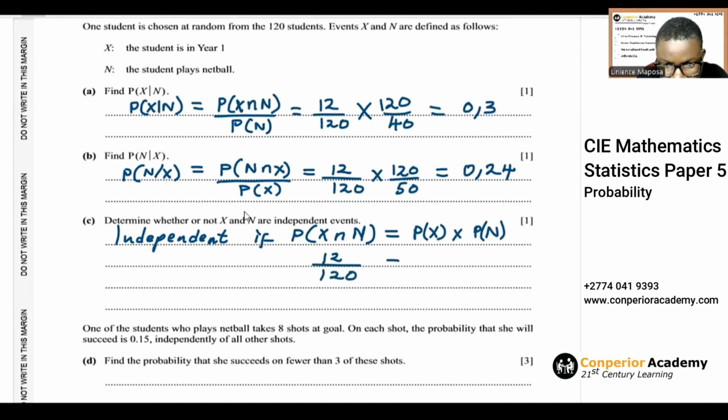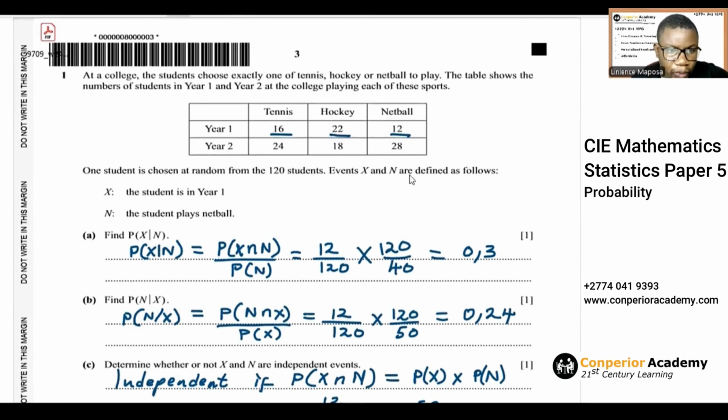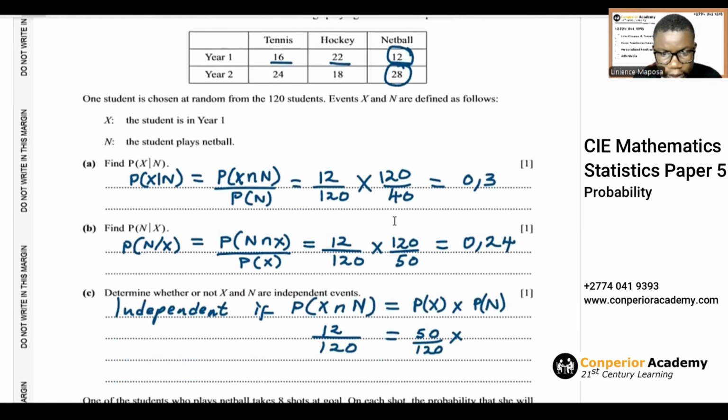So this must be equal to the probability of X, which we just calculated to be 50 over 120, and then multiplied by the probability of N. The probability of N, if I just scroll up, N will be that the student plays netball. If they play netball, that will be 12 plus 28. So that's 40. So that will give me 40 over 120. Okay, so multiplied by 40 over 120. Let's see what that gives you when you multiply. So that will give you 5 over 36.